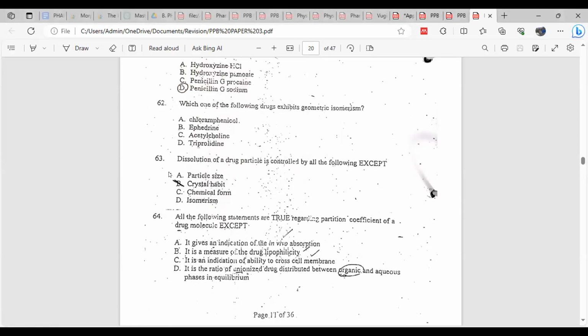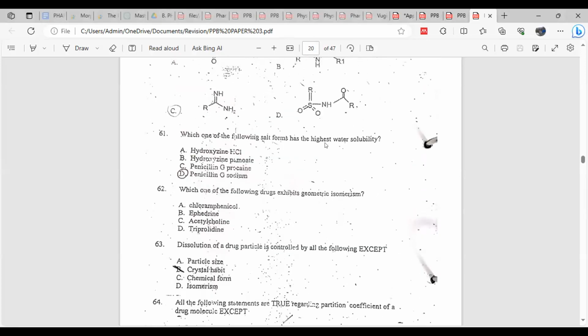So let's start at number 61, solubility. Which of the following salt forms has the highest water solubility? I don't know about this, but I know it's more soluble than penicillin. I don't know about the rest. It's because of sodium. So when it's ionized it becomes more soluble.